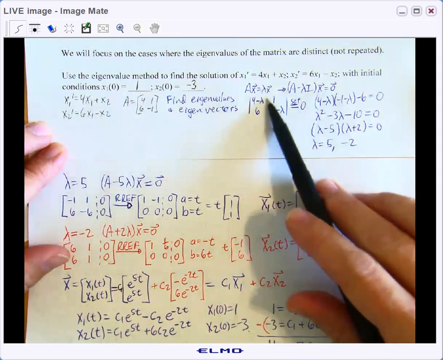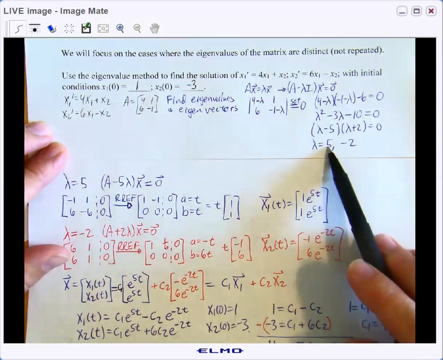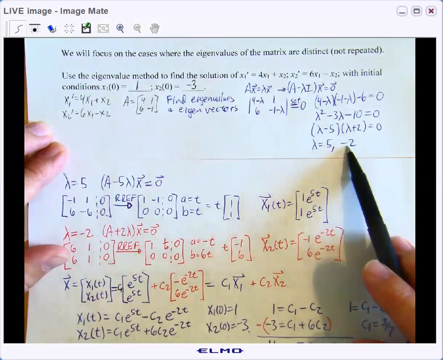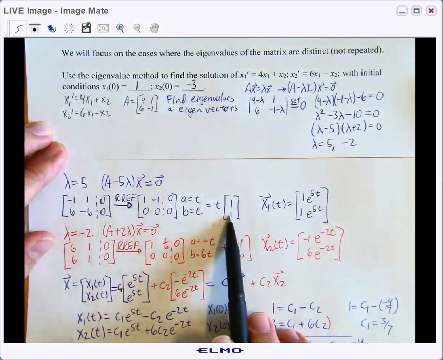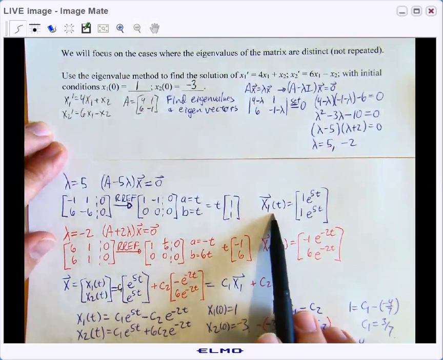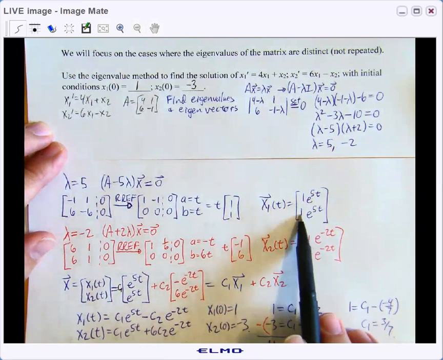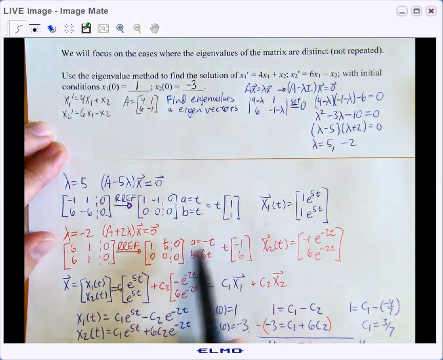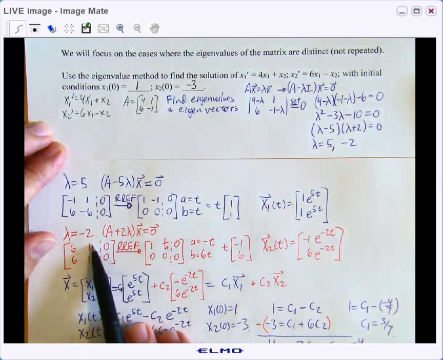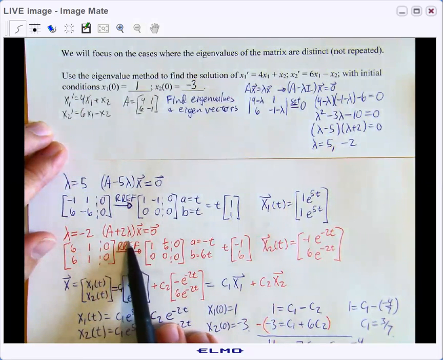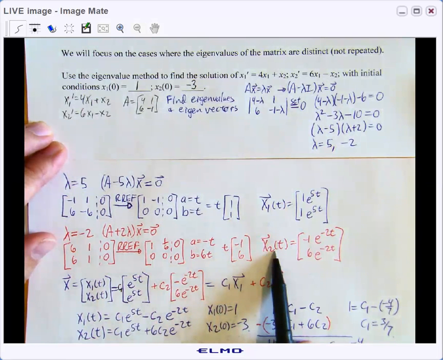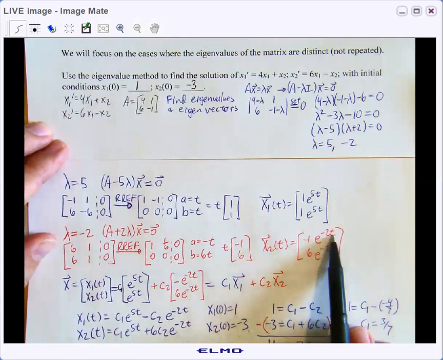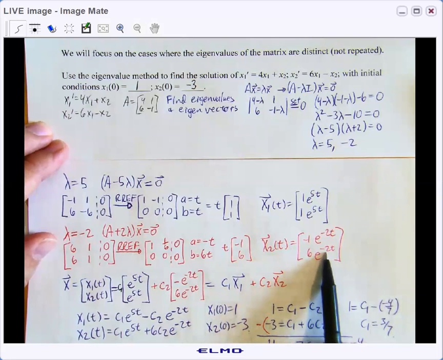Taking the determinant of this and setting it equal to 0, we find that our eigenvalues are 5 and -2. For the eigenvalue of 5, the corresponding eigenvector is 1, 1. So the x1 vector solution is 1e^(5t), 1e^(5t). For the other eigenvalue, lambda equals -2, we solve and get that the eigenvector is -1, 6. Therefore, the x2 vector solution is -1e^(-2t) and 6e^(-2t).